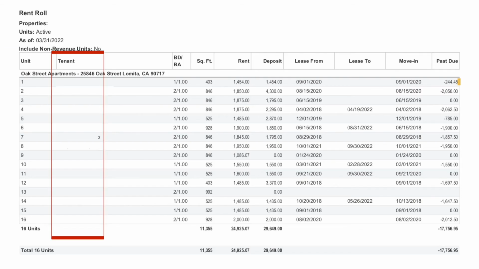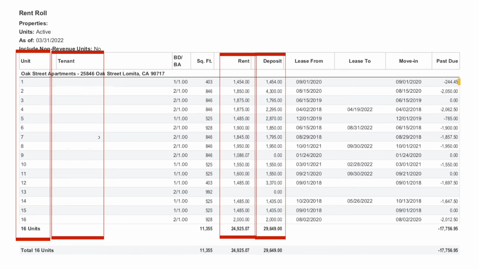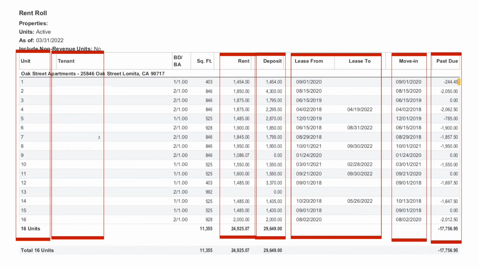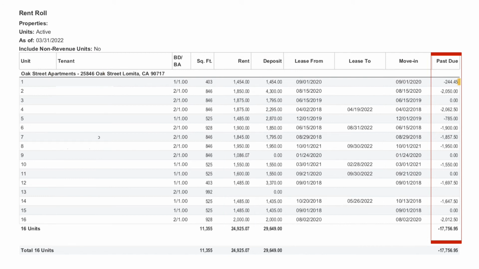This gives you a list of the following information: the name of each tenant, the space that they occupy, the rent they pay each month, the security deposit that they put down, the term of their lease, their actual move-in date, and any amounts that are past due. Note that a positive number in this last column means that the corresponding tenant has a balance that they still need to pay. However, it's very common to see a negative number in this column instead.